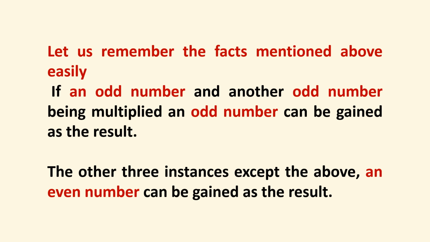The other three instances, except the above, an even number can be gained as the result. That means if you are going to multiply two even numbers together, if you are going to multiply odd number by an even number, if you are going to multiply an even number by an odd number, then in all three cases, as the result, you can obtain an even number.